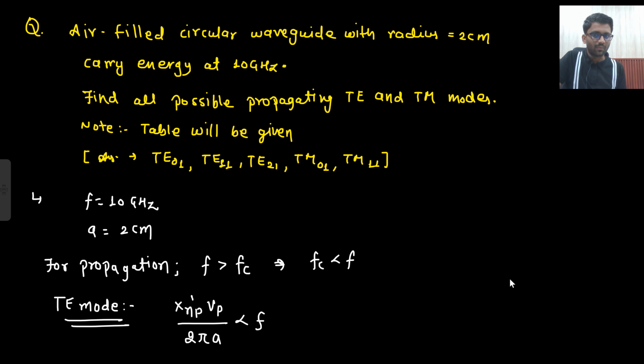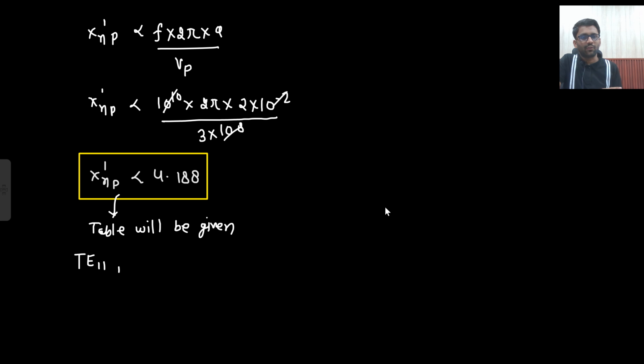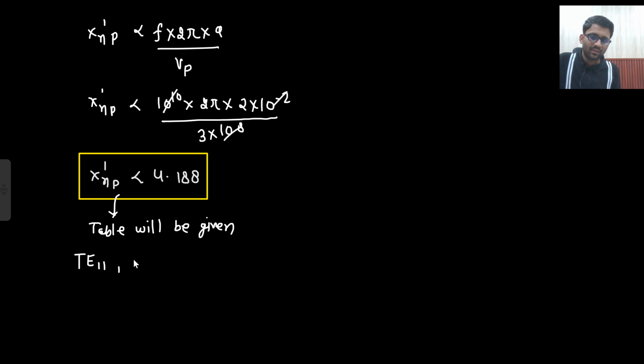In case of TE mode, the table will be given here. Now in the table you can check for which values of n and p. One thing I know is that TE11 will always be propagating because X dash np we require is 1.841, so that will be certainly propagating. What else will be propagating? You can see TE01 and TE21.